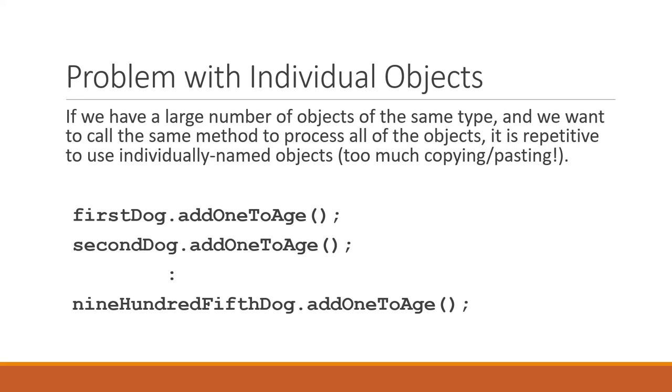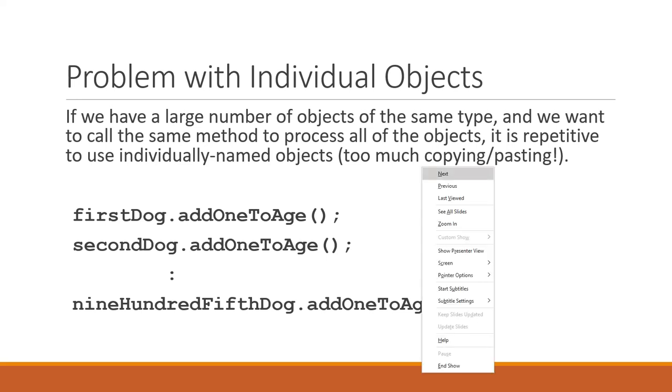So this is where arrays are going to help us. Because what we'd like to be able to say is, hey program, I would like to call the add1toAge method for all of the dogs that I have. Without arrays, I can't do that. I have to do each individual object separately.